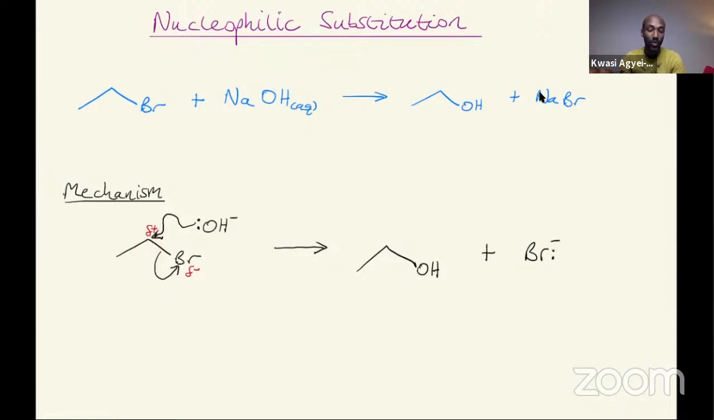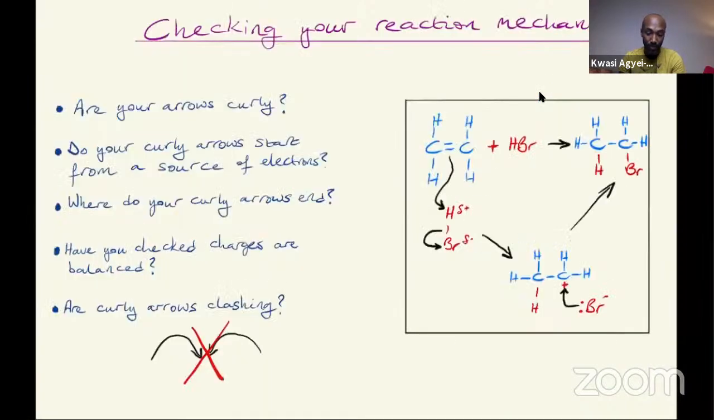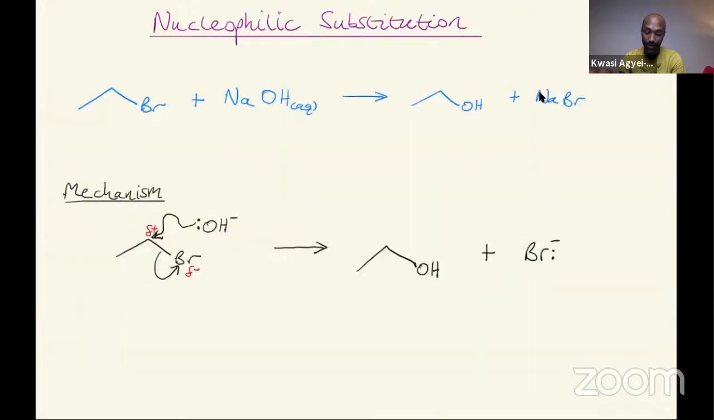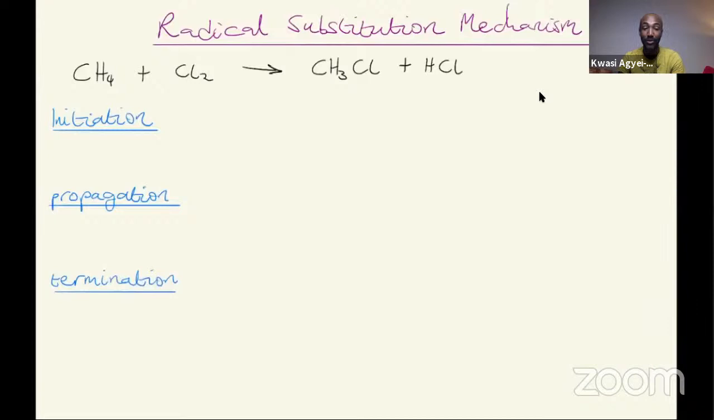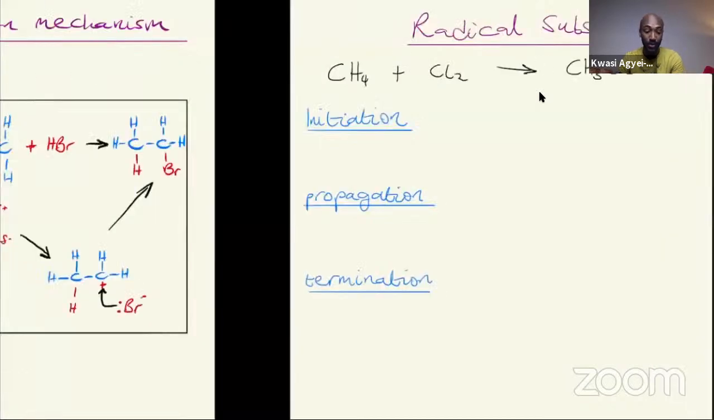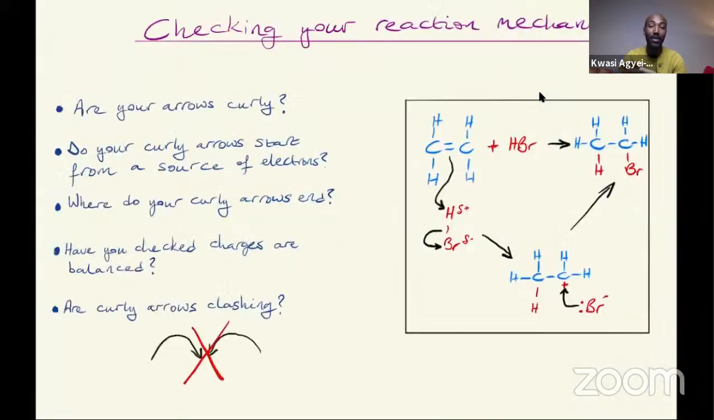And of course, there is one mechanism in your AS year that does not involve curly arrows. So this mechanism is a radical substitution mechanism. Before we come to the radical substitution mechanism, I just want to go through a checklist with you.